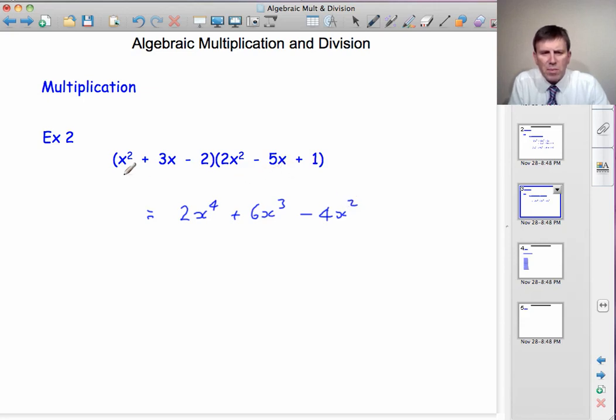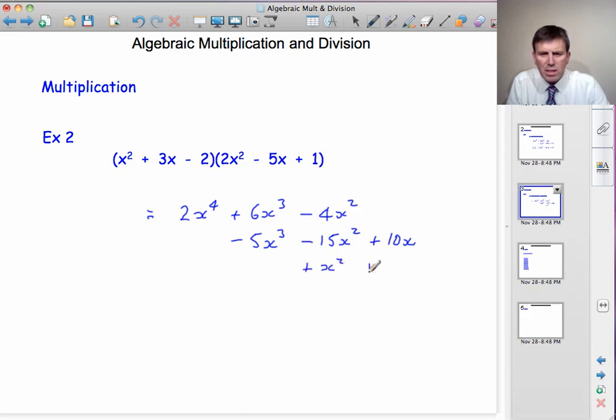Minus 5x times x squared is minus 5x cubed. Minus 5x times plus 3x is minus 15x squared. Minus 5x times minus 2 is plus 10x. And finally we multiply the first bracket by the plus 1. Plus 1 times x squared is plus x squared.